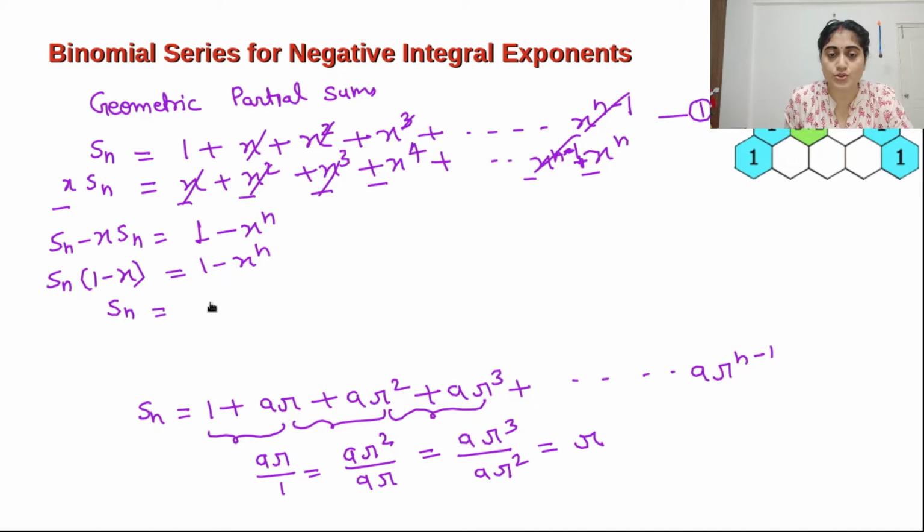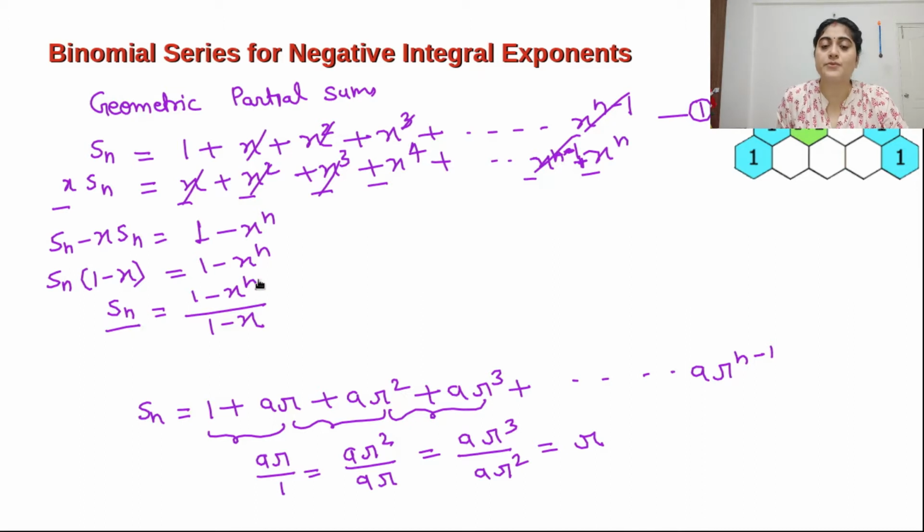So Sn equals (1 minus x to the power of n) upon (1 minus x). We all know this type of formula; we already proved that. This is for n terms. When n terms are given, this is the geometric partial sum of n terms. But if n goes to infinity, what happens? This term x to the power of n will go to 0. So for infinity terms, it will look like 1 minus x.